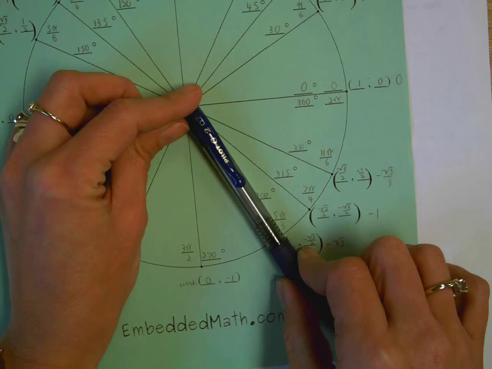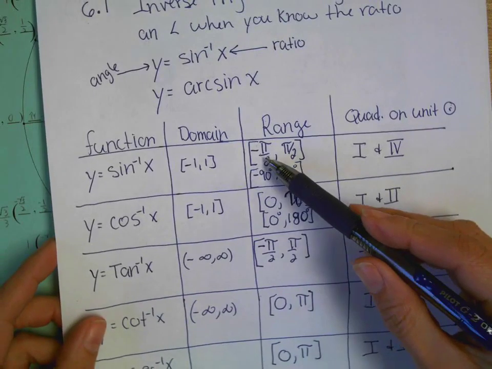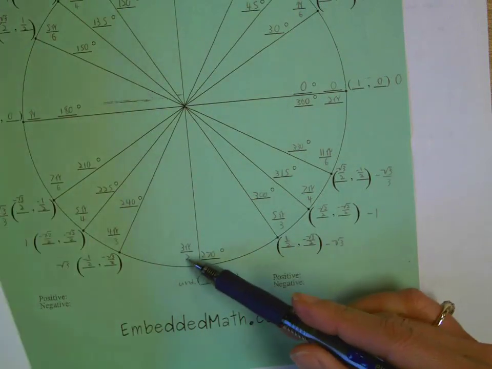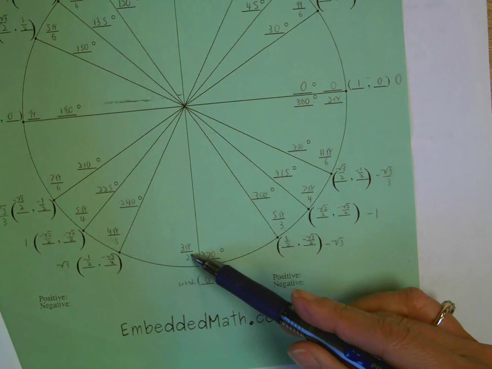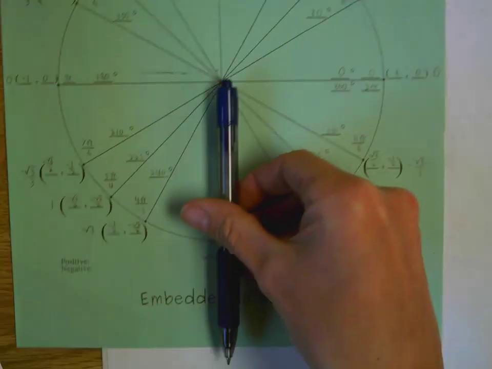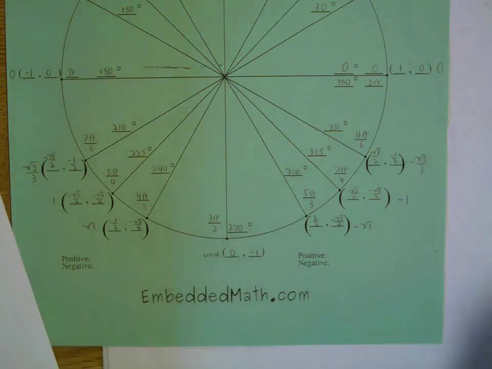Why did you want negative pi over 3? Because the range has to be between negative pi over 2 and pi over 2. Negative pi over 2 is down here, which is equivalent to positive 3 pi over 2. Wait, where's negative pi over 2? Just going backwards from pi over 2. You don't have any negative angle measures on here.